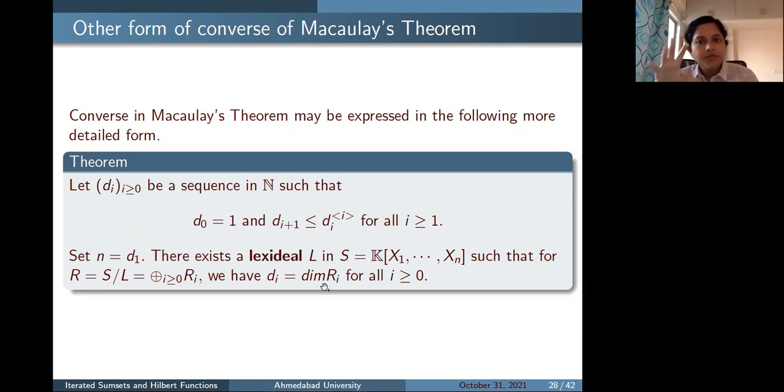Now, if you go to more detail of the proof, one can identify that not only that, we can say that there exists a lattice ideal L in K[x_1, ..., x_n] such that the Hilbert function for R is exactly the same as this here.